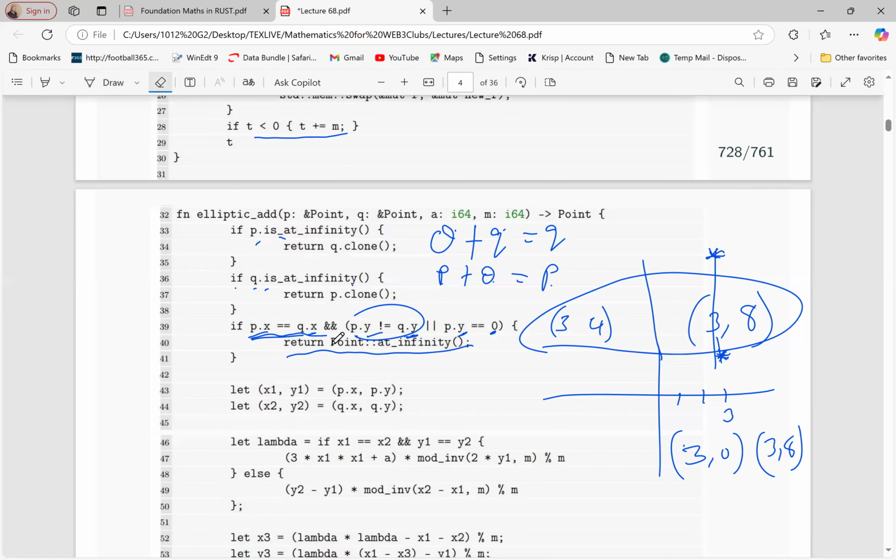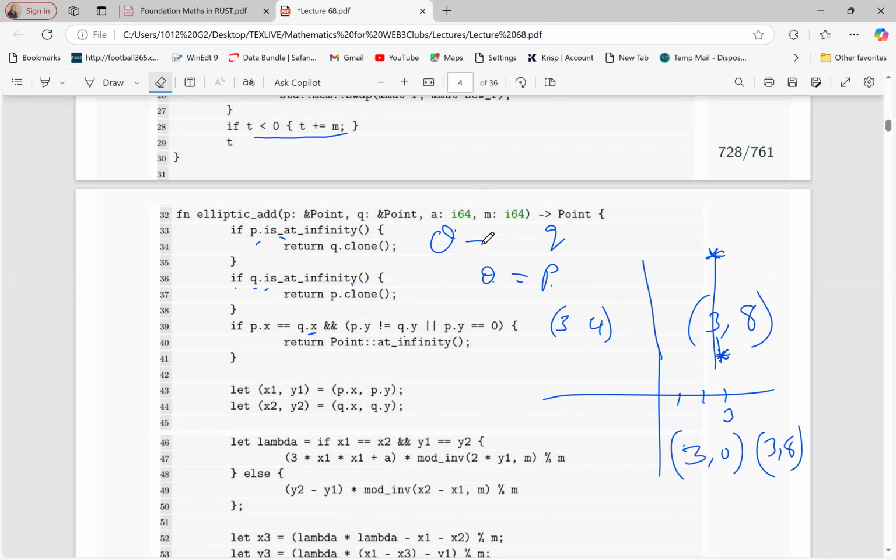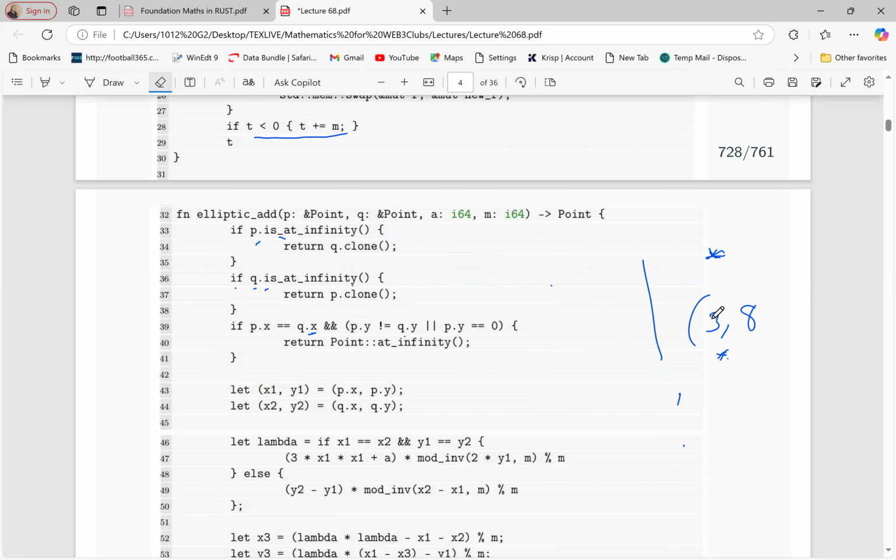So this function is doing that summation. It is identifying if points have the same X value, and then it has to return a point at infinity, and so on.